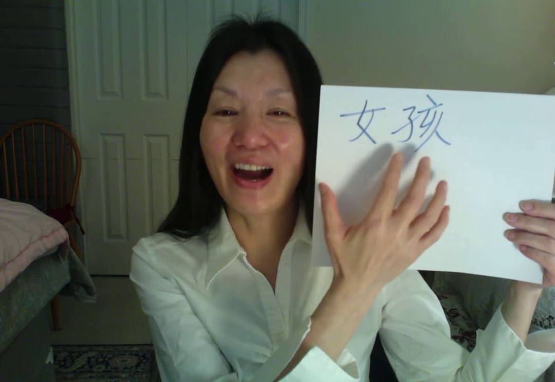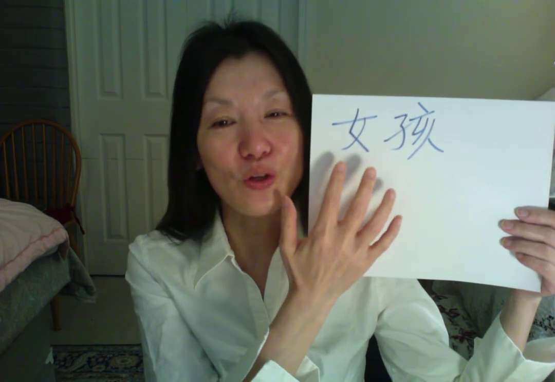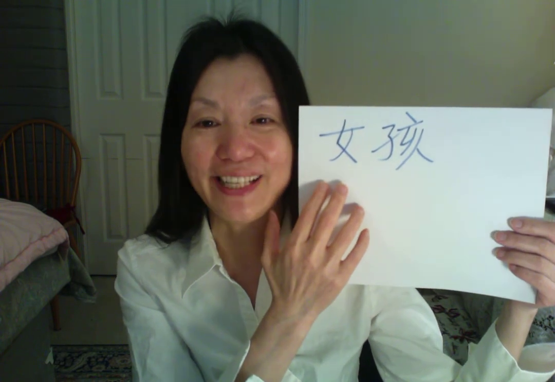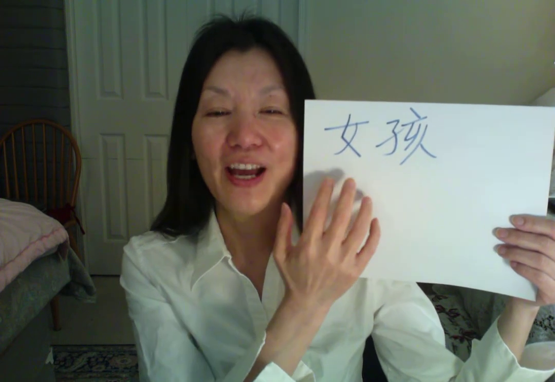Nǚ hǎi, 女孩, is a girl, okay? If they are not married in Chinese, we still say nǚ hǎi. Nǚ hǎi is not just a young girl, not only very little kids. Even a girl of 18 or 20, even maybe 28 or 29, if they are not married yet, we still say 女孩, okay?